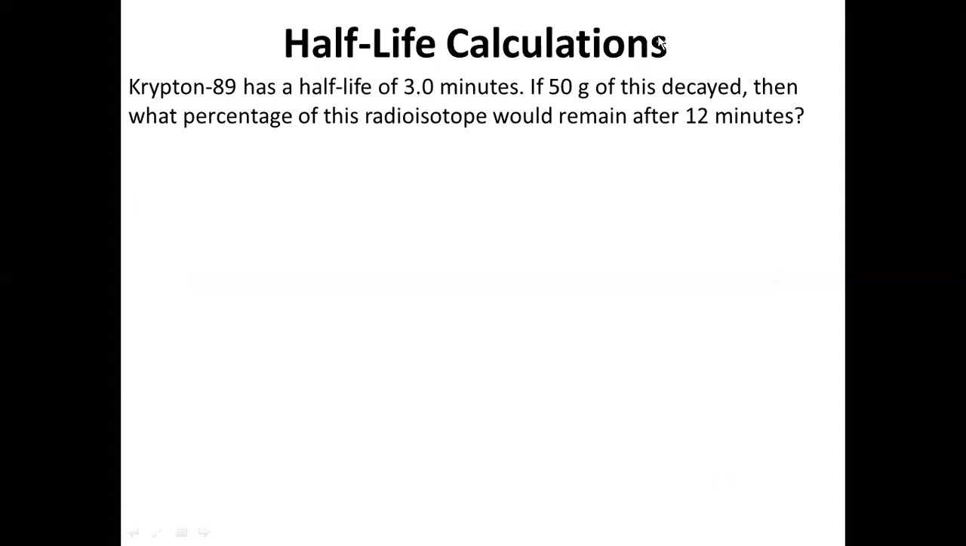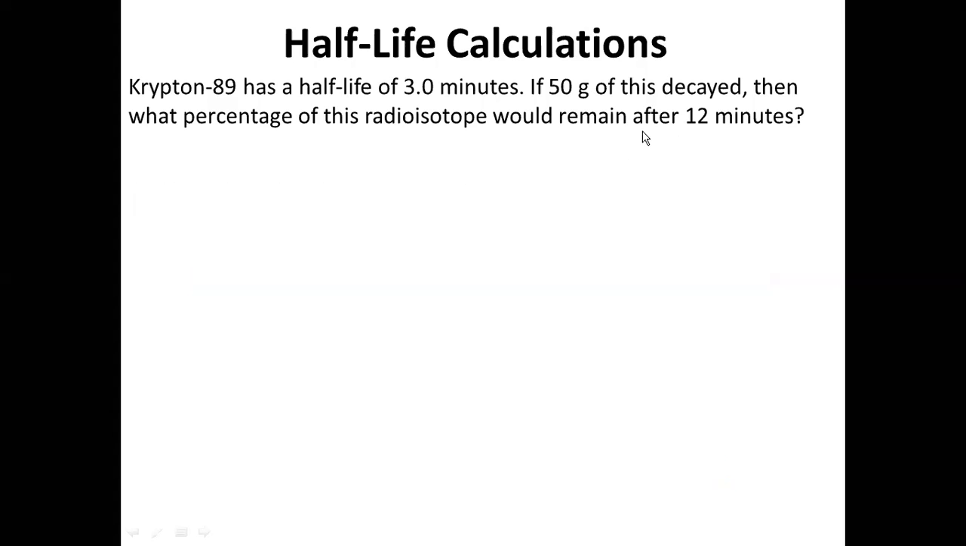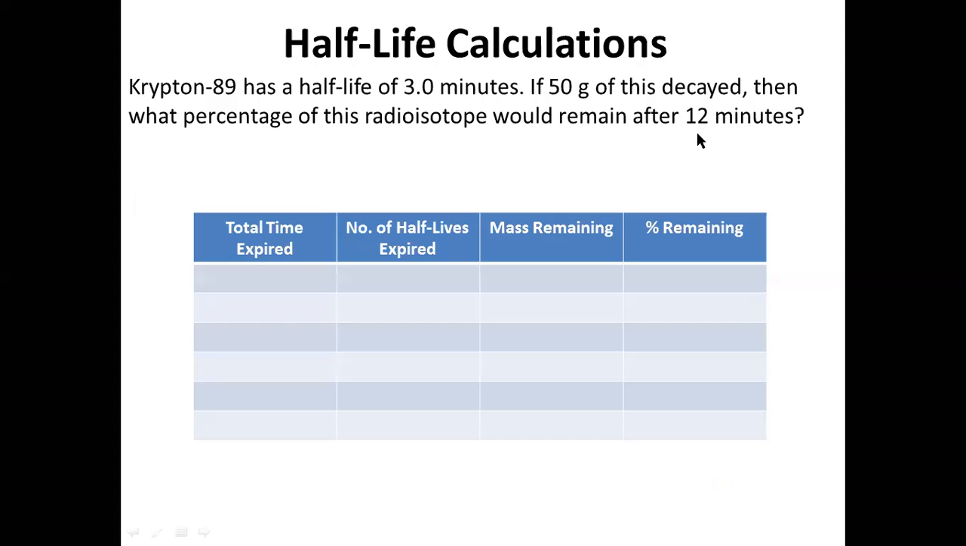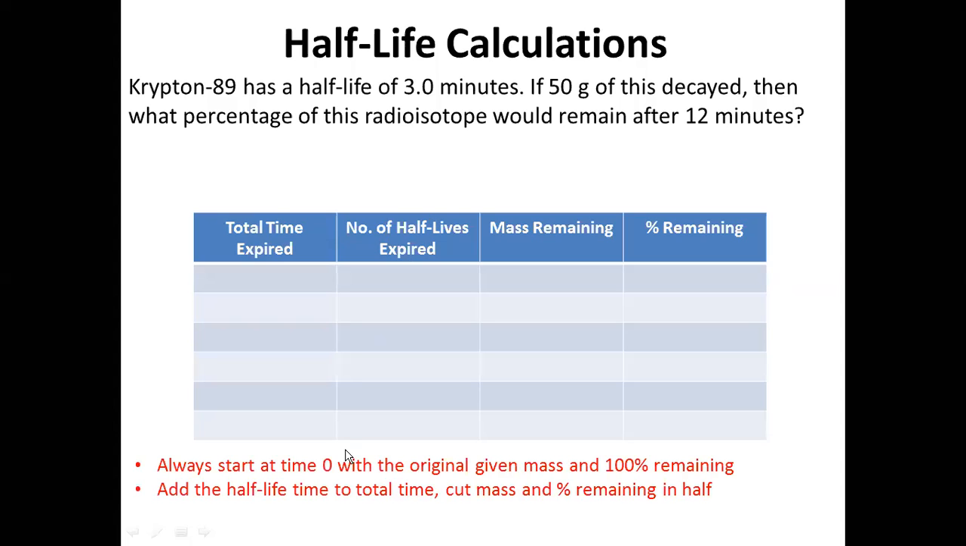They want to know after 3 minutes how much has decayed in percentage. So now we want to know the percentage of the radioisotope that would remain after 12 minutes. Well, let's see how we do that. Remember what we said, always start at time zero. Time zero, no time is expired. That means no half-lives have occurred yet. That means the mass remaining is the original mass, and that should be 50.